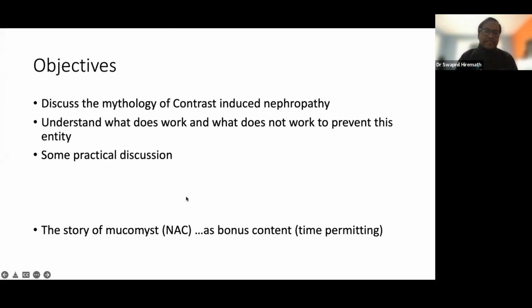And these are the objectives that I set for myself in the next, just over half an hour: to discuss the mythology of contrast-induced nephropathy, to understand what works and what does not work to prevent this from happening, and some practical discussion about what you do when your patient is getting contrast. If time allows, I can talk about mucomist, but even if the time does not allow, there are some slides at the end that you can view at your own leisure.